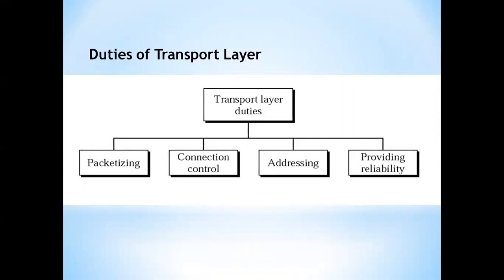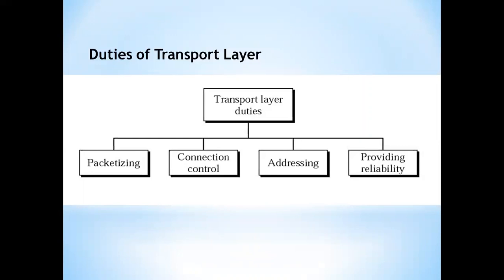Third is addressing. The client needs the address of the remote computer it wants to communicate with. Such a remote computer has a unique address so that it can be distinguished from all other computers. Next is providing reliability. For high reliability, the flow control and the error control should be incorporated.